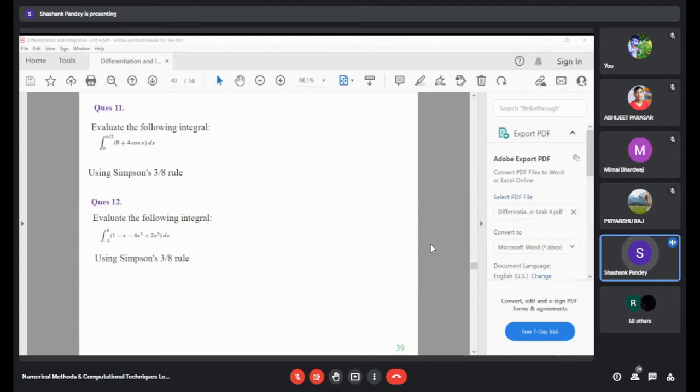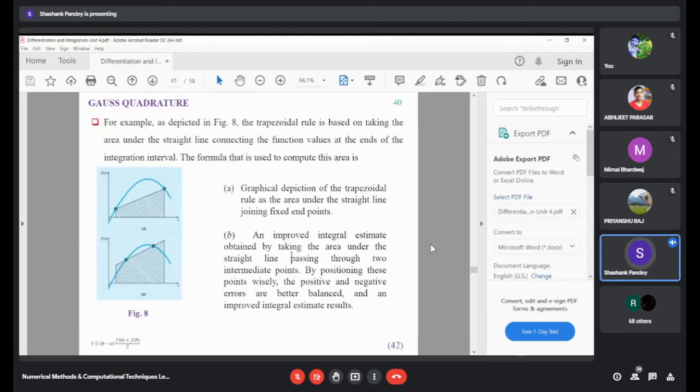Okay, so you try these two questions on your own. We are further proceeding towards our next topic. This is called the Gauss quadrature method to evaluate the integral of any function.